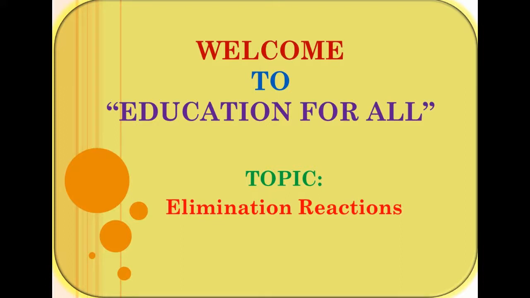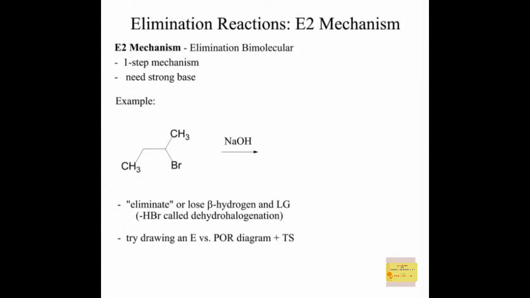Next, we're going to talk about a class of reactions called elimination reactions. The first reaction we'll study is called an E2 reaction, for an E2 mechanism. And the name of that reaction comes from the fact that it's an elimination reaction and that it is bimolecular. It is a one-step mechanism, very similar to the SN2.